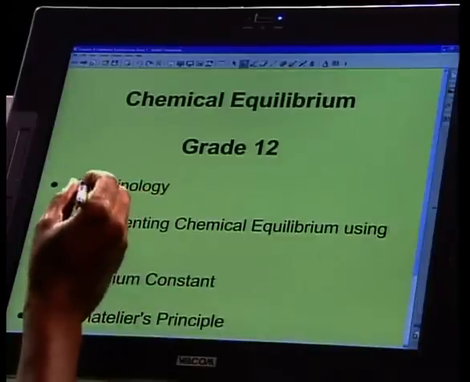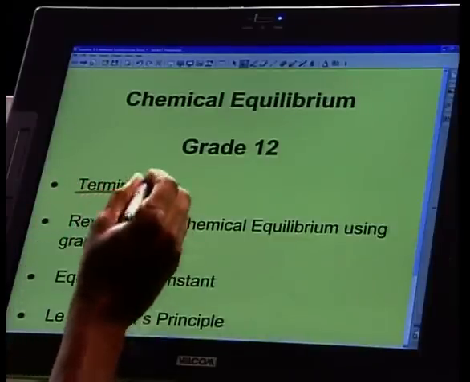Now, having spoken about rates of reaction, this links quite well with the section on chemical equilibrium. So we're bringing it in one after the other so that you understand how they link, and it makes it easier for you to understand equilibrium reactions better when you have done rates of reaction. So we will have this lesson here.